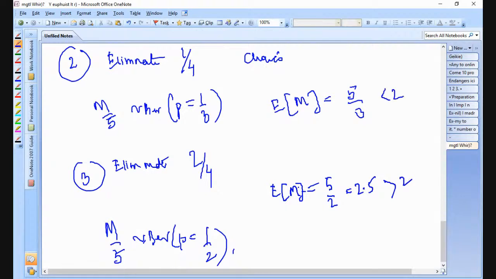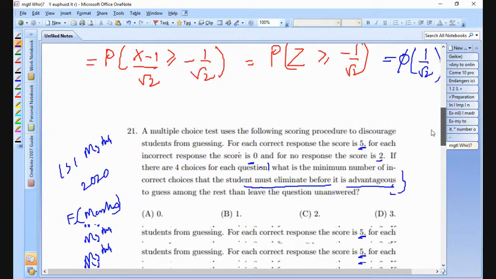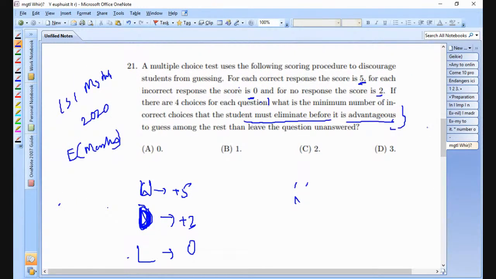Now if we eliminate 3 choices, what will happen? Sneha? Then the leftover will be the correct one. That means we know the answer. Then it will not be guessing anymore. So if a person is eliminating 3 choices, then that person is not guessing anymore. That's a very simple idea.